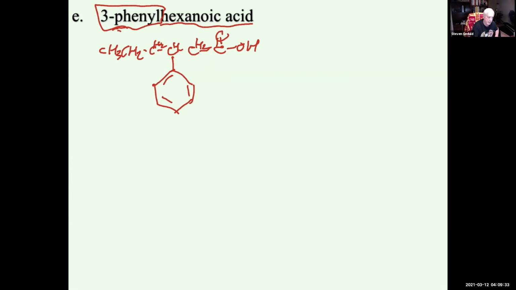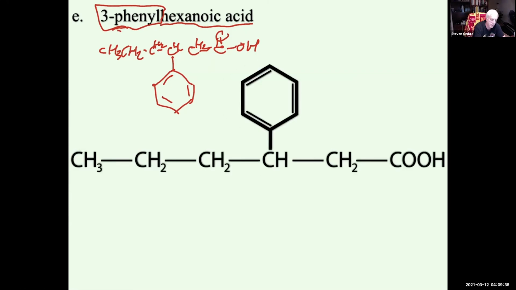So if you want to look at that, that's 6 carbons, 1, 2, 3, 4, 5, 6. And again, at the number 3 carbon, there is a phenyl group. Okay. The phenyl group is not directly attached to the carboxyl group. Therefore, it's a substituent. If it was attached directly to it, it would be a benzoic acid.